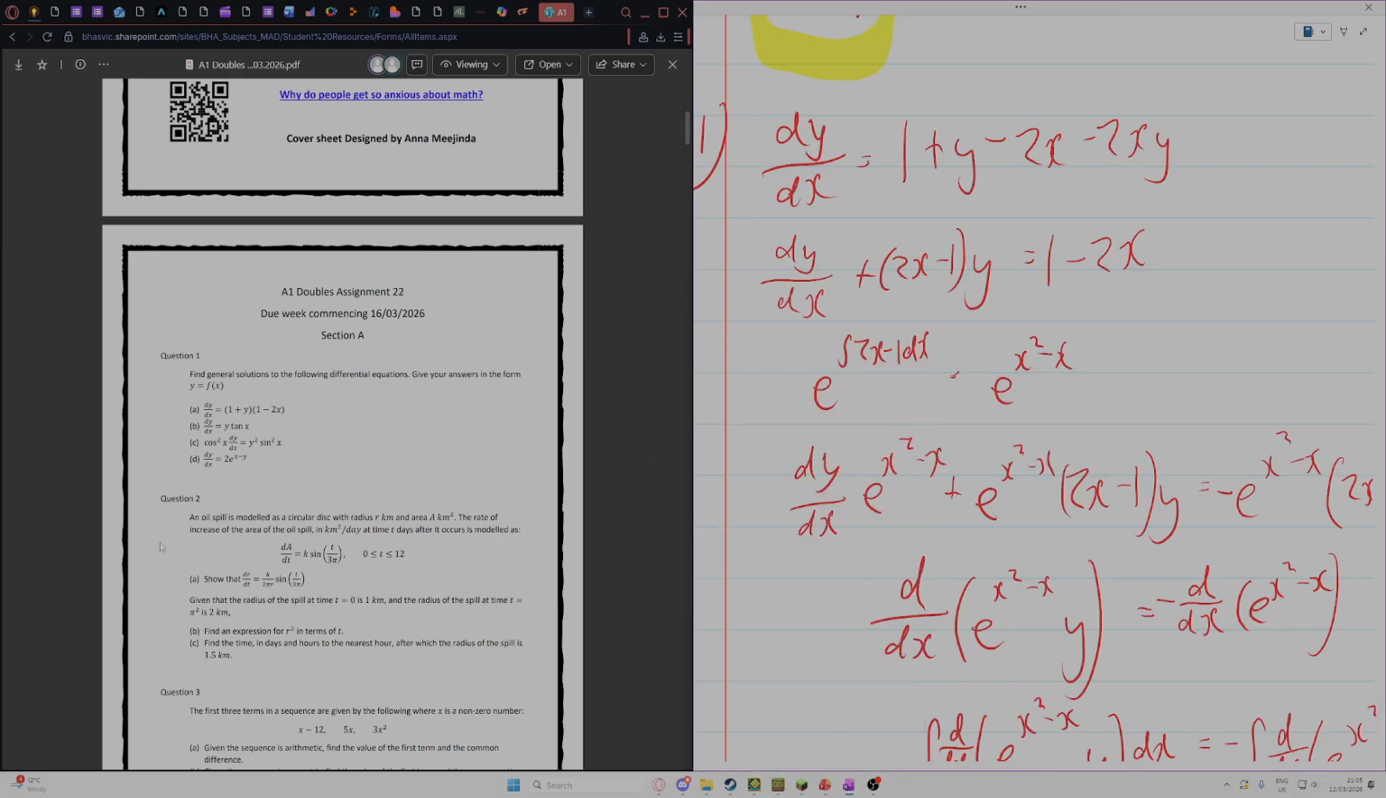Right, so we're starting off with some differential equations. Obviously what they want you to do here is divide by 1 plus y, multiply by dx and integrate both sides, but we're not going to do that, of course.